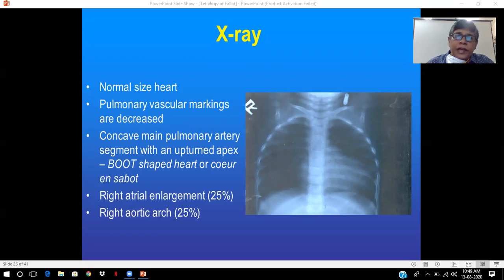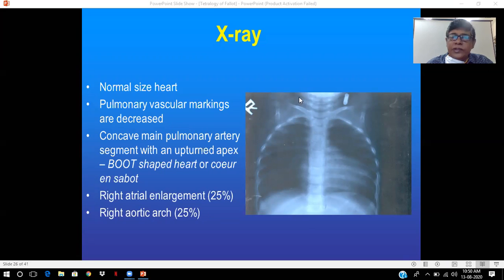So when you find a rounded apex, and on palpation also, in case of right ventricular hypertrophy, you will get the apex which is very difficult to localize. It is not touching the finger. But in left ventricular hypertrophy, you can pinpoint the apex with a single finger. So this is right ventricular hypertrophy with a narrow pulmonary base giving a boot-shaped appearance.